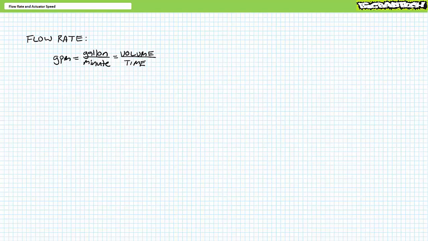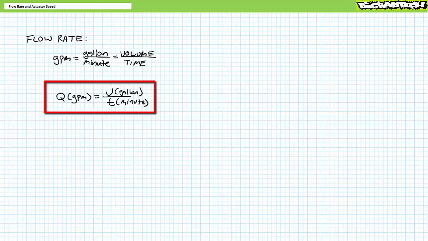I say again, flow rate in units of GPM is a unit of volume, the gallon, per unit of time, the minute. This directly specifies how to calculate flow rate. Flow rate, Q, don't ask me why it's Q, I don't know, is measured in gallons per minute, is volume in units of gallons divided by time in units of minutes. Q equals V over T.